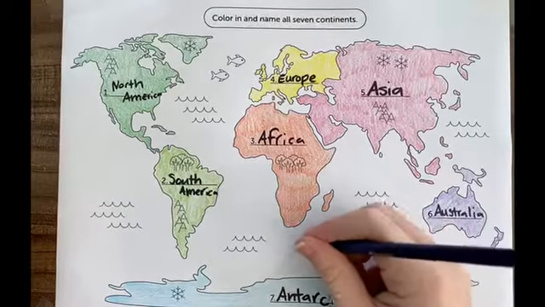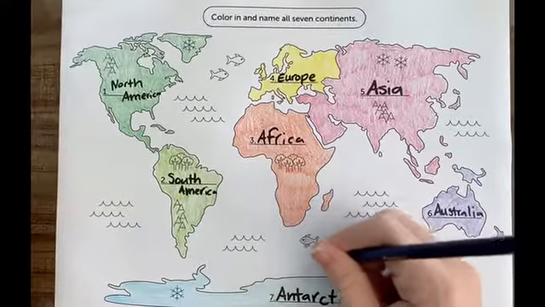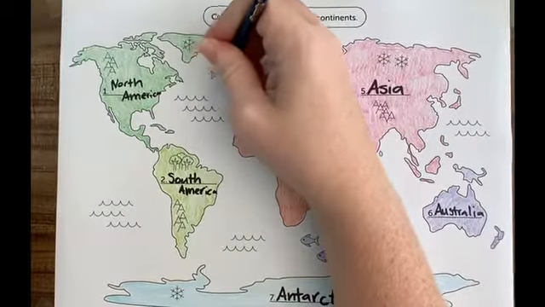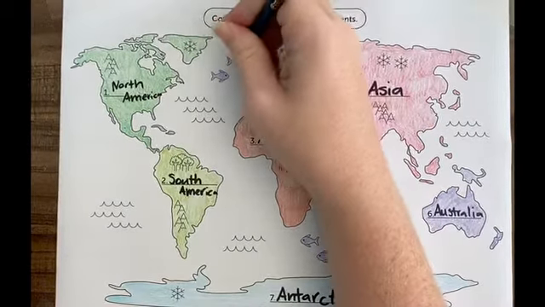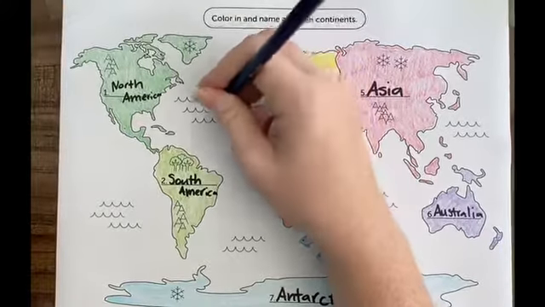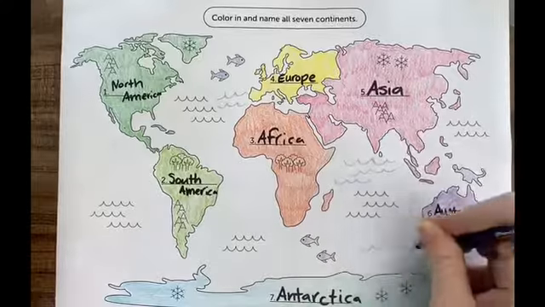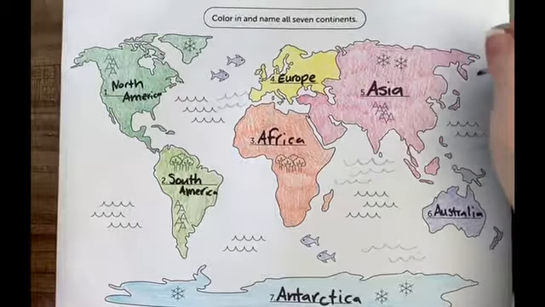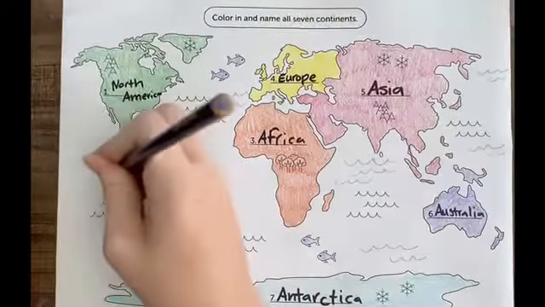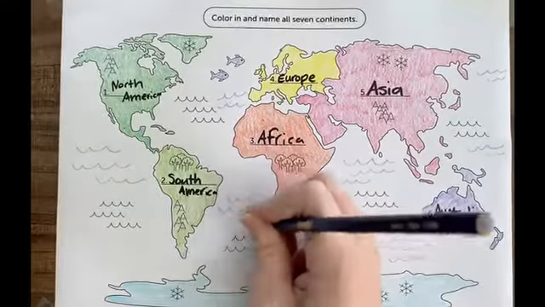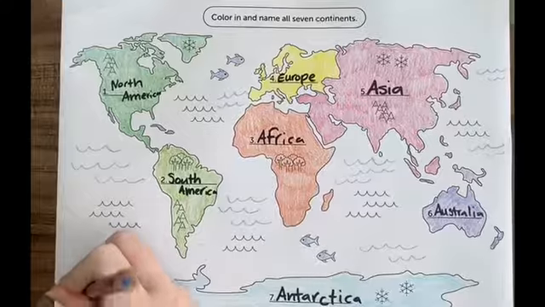I'm going to go through and color the little fish and add some blue waves to my map to make it pretty. But I'm going to go over the continents with you one more time. Number 1 is North America. Number 2, South America. 3, Africa. 4, Europe. 5, Asia. 6, Australia. And 7, Antarctica. We'll practice this together a little bit more this week.